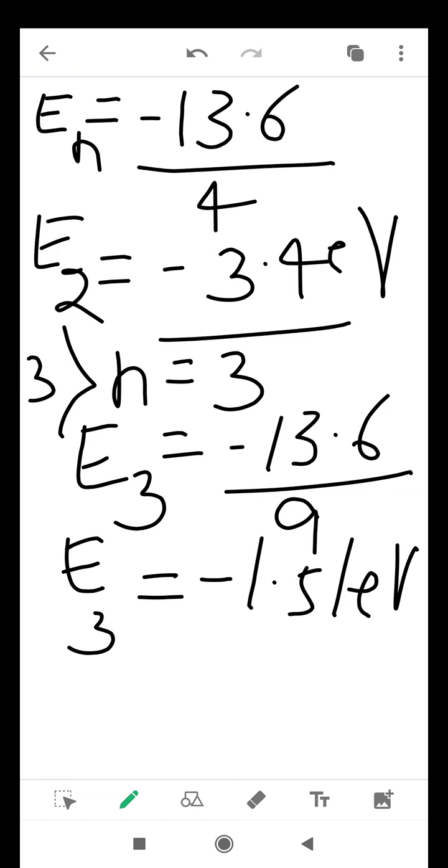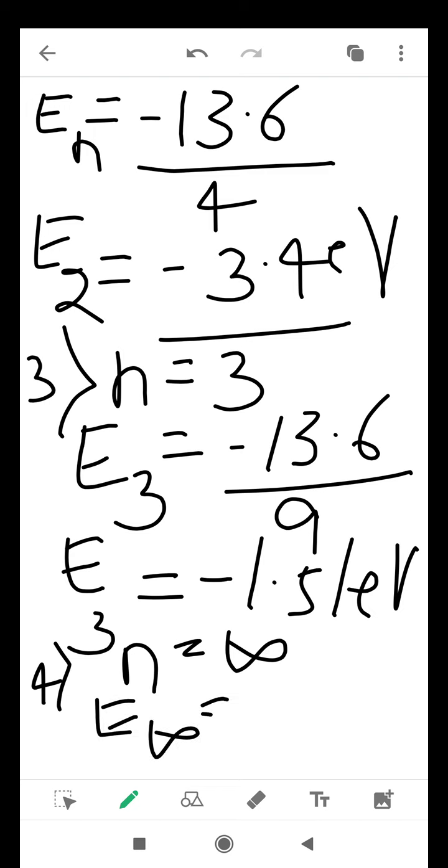Similarly, when I substitute the value of n equal to infinity, at that time E infinity goes to 0. So if n equal to infinity, the value of energy goes to 0. This is said to be the highest energy state of the hydrogen atom, when n equal to infinity.